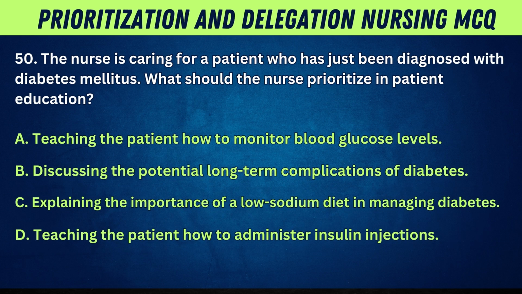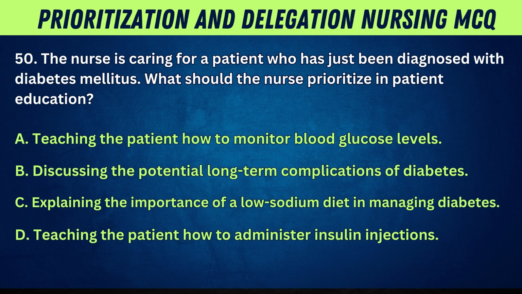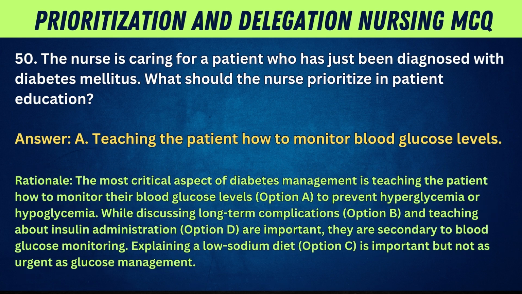50. The nurse is caring for a patient who has just been diagnosed with diabetes mellitus. What should the nurse prioritize in patient education? A. Teaching the patient how to monitor blood glucose levels. B. Discussing the potential long-term complications of diabetes. C. Explaining the importance of a low-sodium diet in managing diabetes. D. Teaching the patient how to administer insulin injections. Answer: A. Teaching the patient how to monitor blood glucose levels.